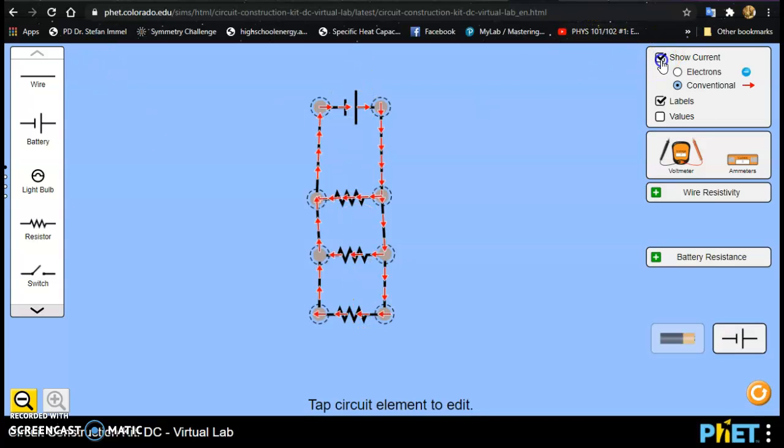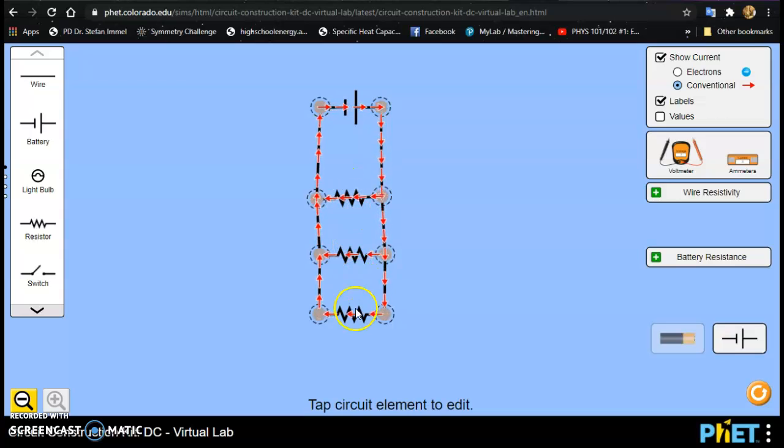Now, what if these are resistors in parallel? Let me show the current. The current is traveling really fast out of the battery, slower through each of the branches. When current gets to a node, this current will split. Some of the current travels along this branch. Some of the current keeps going, traveling along this branch.